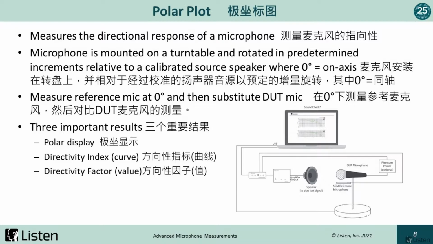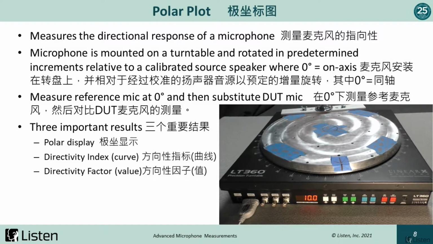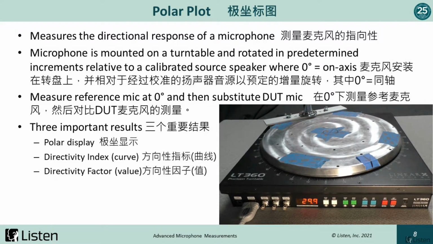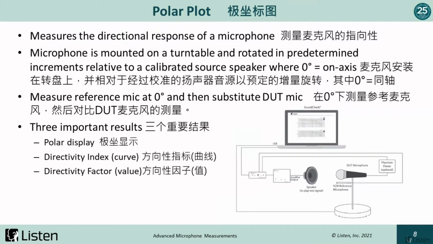And in order to do this measurement, we're going to need a turntable, and we mount the microphone on a turntable and we rotate it in predetermined increments relative to a calibrated source speaker. And we start directly on the axis of the source speaker with a microphone pointed at it at 0 degrees. We start by measuring a reference mic at 0 degrees, and then we substitute that with the DUT mic.